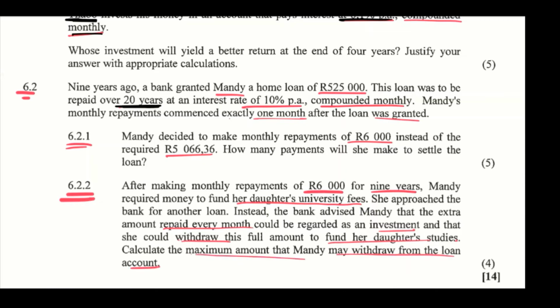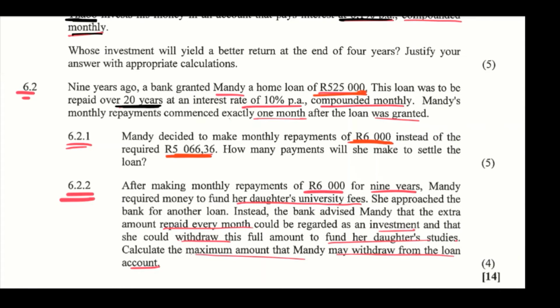So remember, Mandy was supposed to pay an amount of 5,066 rand 0.36 for the loan of 525, right? But Mandy paid more than that, so Mandy paid 6,000 rand. So there's a remainder amount for her from the loan that she can use to actually pay for these fees.